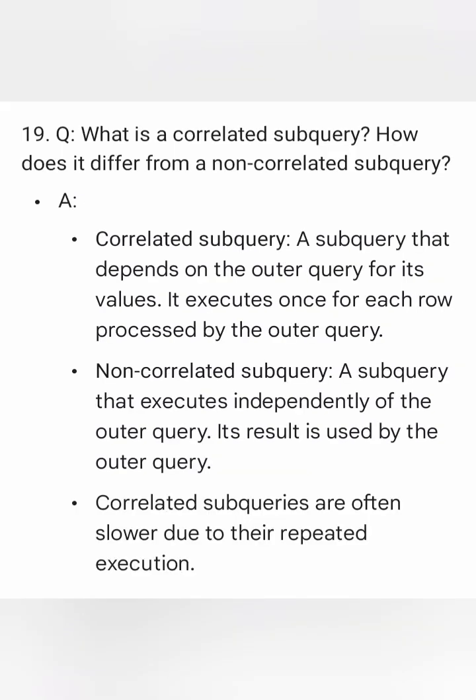19. Q. What is a correlated subquery? How does it differ from a non-correlated subquery? A. Correlated subquery. A subquery that depends on the outer query for its values. It executes once for each row processed by the outer query. Non-correlated subquery. A subquery that executes independently of the outer query. Its result is used by the outer query. Correlated subqueries are often slower due to their repeated execution.